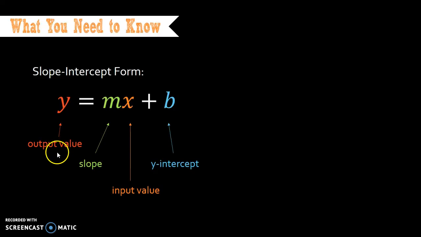y is our output value, m is the slope of the line, x is the input value, and b is the y-intercept, or the location where the graph crosses the y-axis, the one that goes up and down.